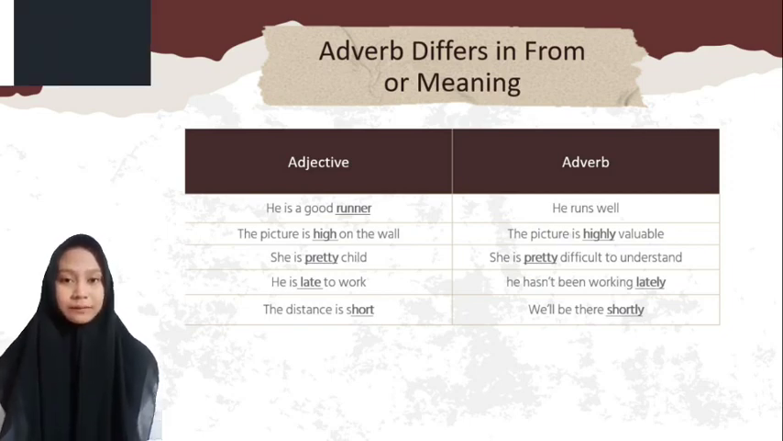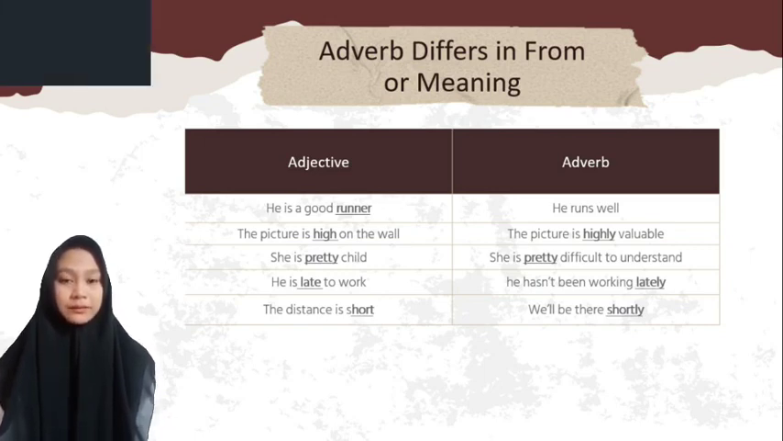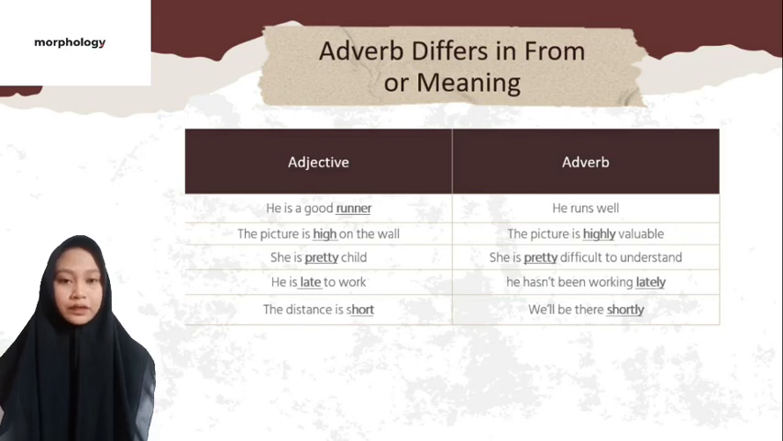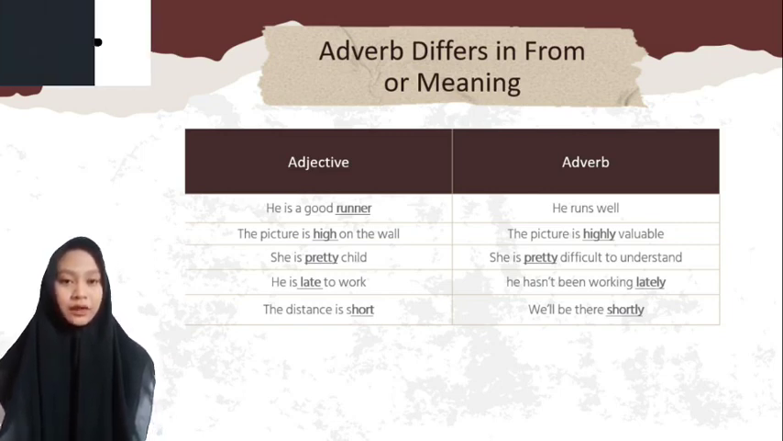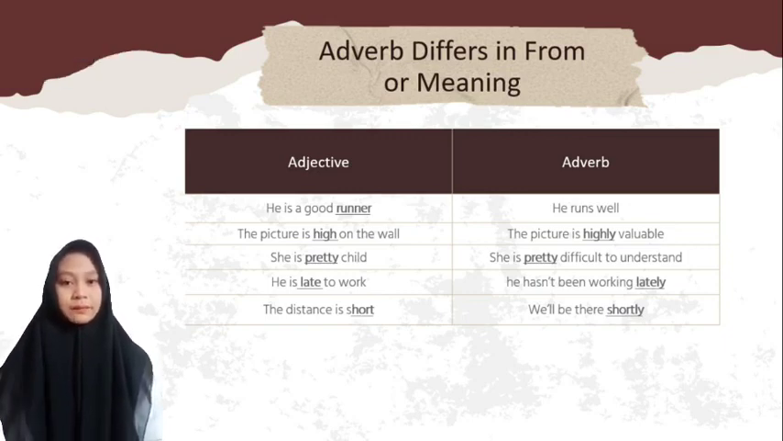Example of adverb difference in form or meaning. Pretty as an adjective means pretty or cute. This word is used to describe something or someone. Examples of using the word pretty as an adjective are as follows. Like you're pretty, she is a pretty princess, Susanti looks pretty in a simple dress.